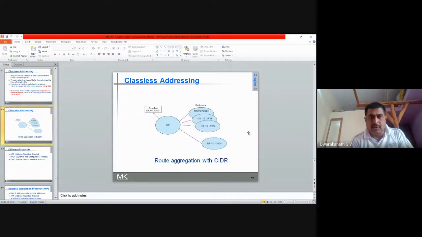Now you can see this particular diagram here. The advertisement is 128.112.128/21. Observe, /21 is very important. This is the ISP provider, and these are the customers. You see /24, /24, /24. The advertised group is a /21 group, and this is all of one particular group of customers.